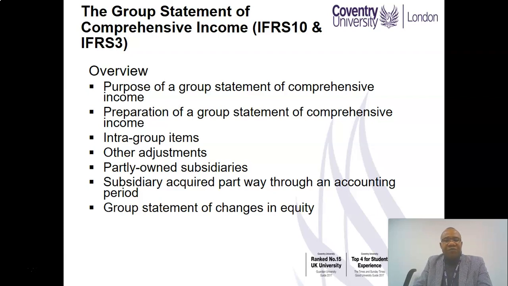At the end of this lecture, I will reiterate what the purpose of group statement of comprehensive income is. You will understand how to prepare a group statement of comprehensive income. We'll discuss the concept of intra-group items and other adjustments. How do we deal with partly owned subsidiaries? We'll also look at subsidiaries that have been acquired part way through the accounting period. I will conclude this lecture by looking at group statement of changes in equity.